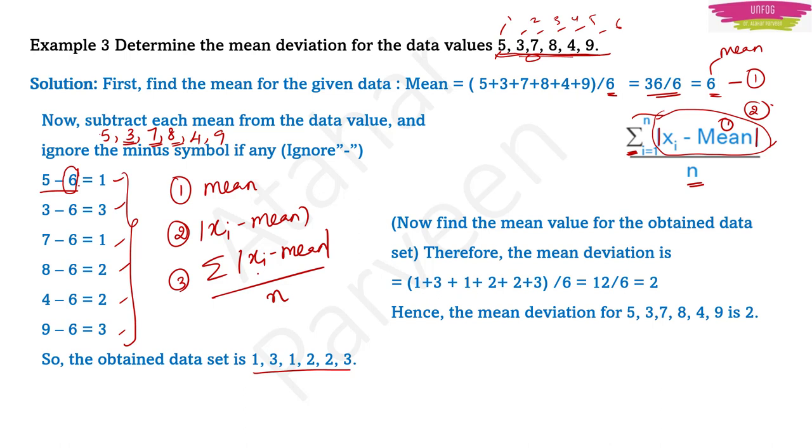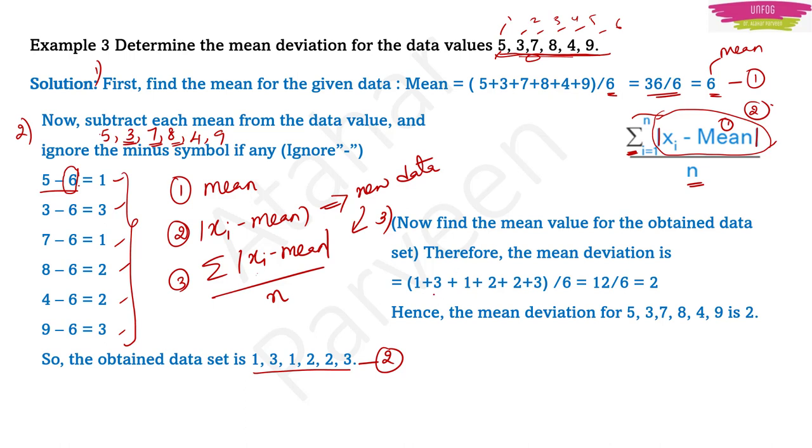This xi minus mean is this. After the second step, I got the new data set, right? That new data, I will use it here. So this was my first step, this was my second step, and this was my third step. I hope I am clear. If you are not understanding, please pause the video right now and try to work it out by yourself. This is very simple. It looks complicated, but if you understand, it is very easy.